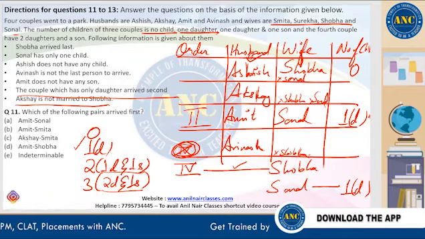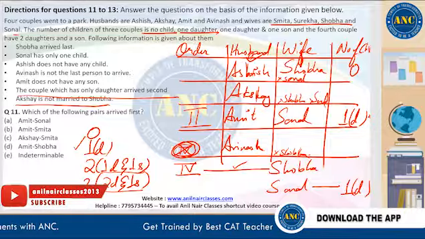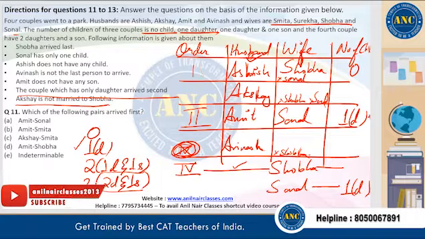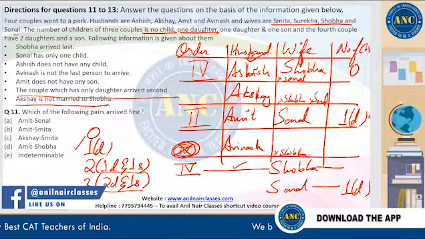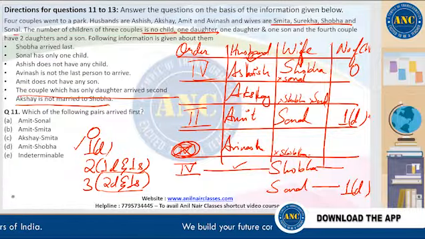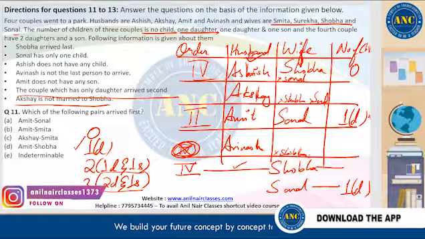Shobha was definitely married to Ashish, and Shobha's order of arrival that we know is fourth. That's the only data we could fit in. The rest, nothing more we can do here, right? So pretty simple, two questions. I'm hoping that you guys were able to do it.